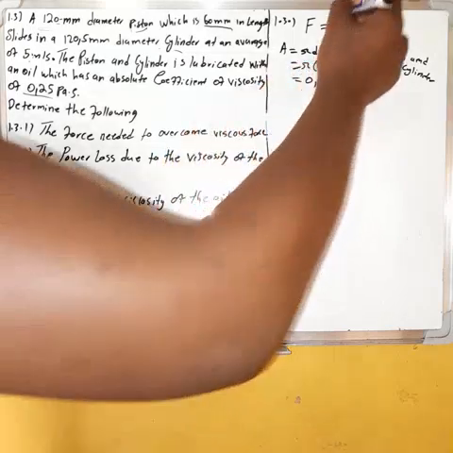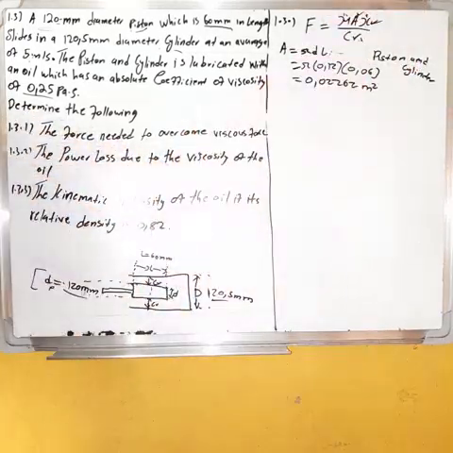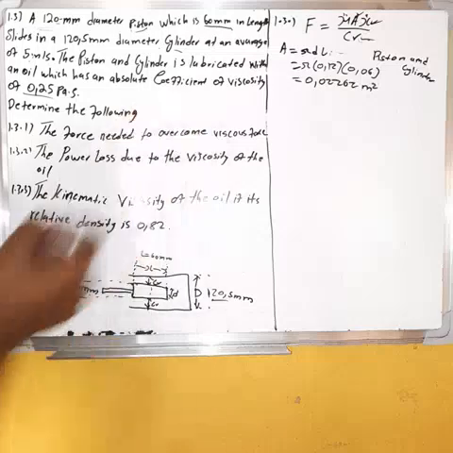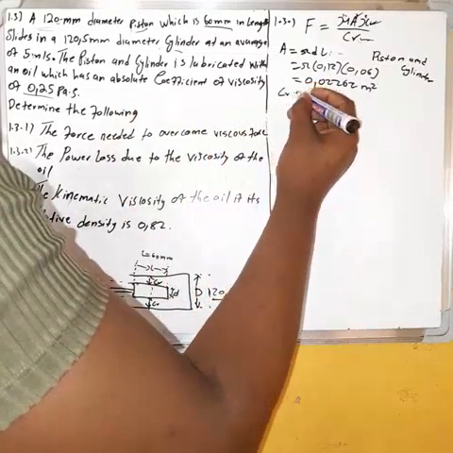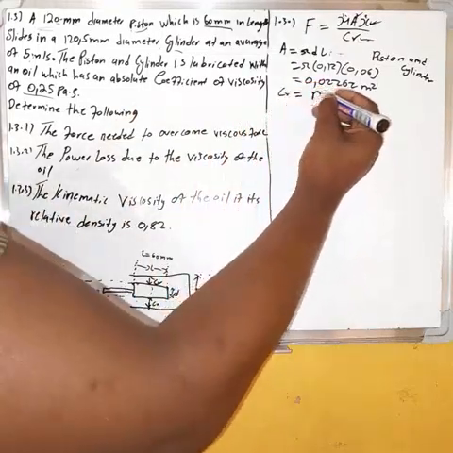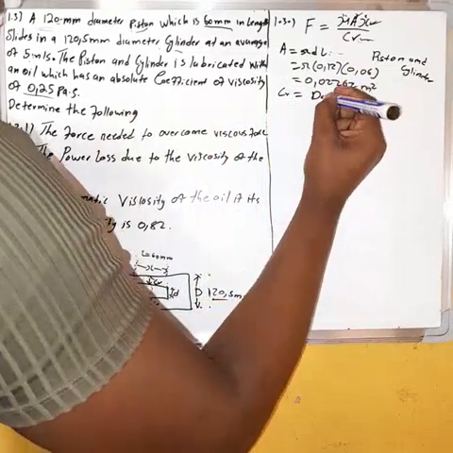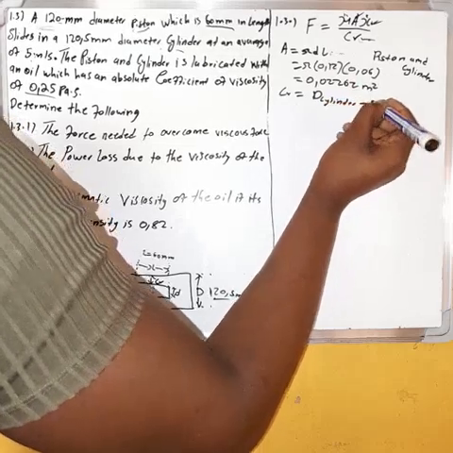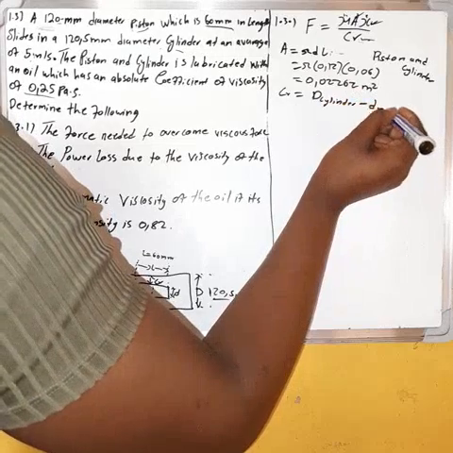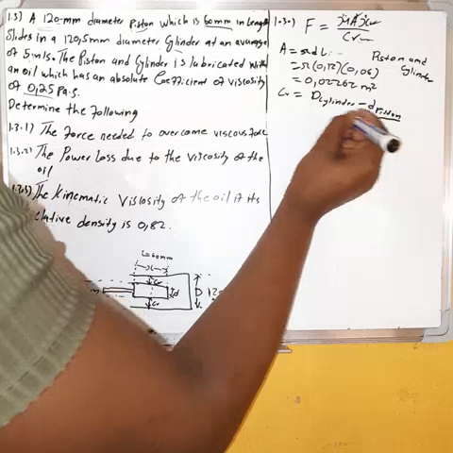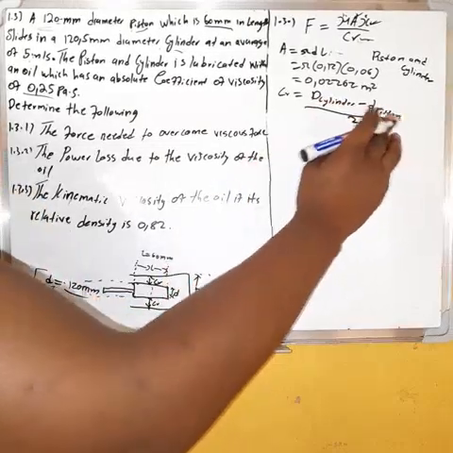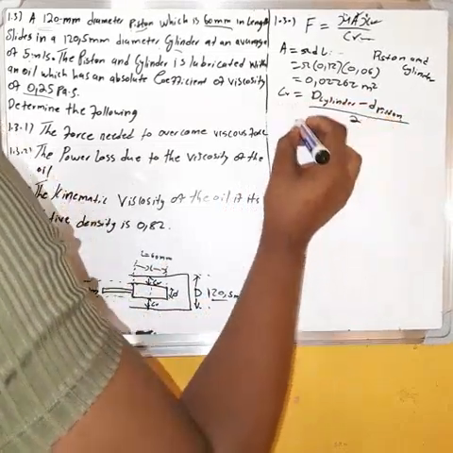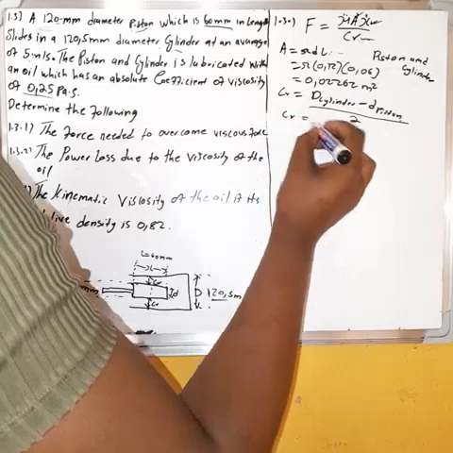Now we have calculated the area. We don't have what? Clearance. Let us calculate the clearance. The clearance is the diameter of the cylinder, subtract the diameter of the piston, and we divide this by 2. That is our clearance.